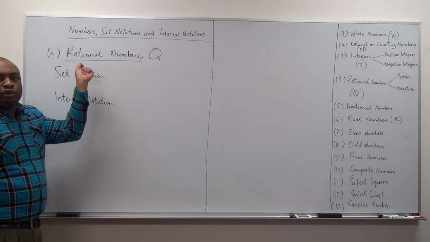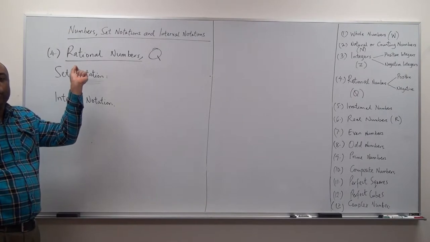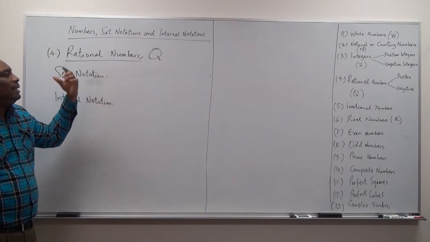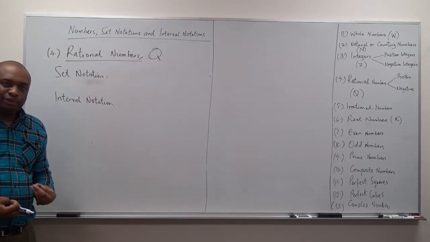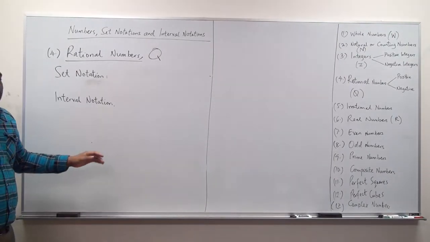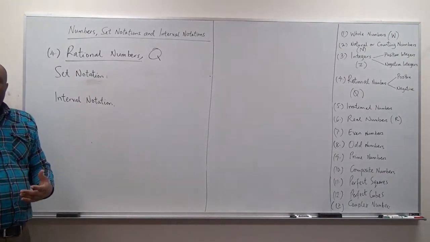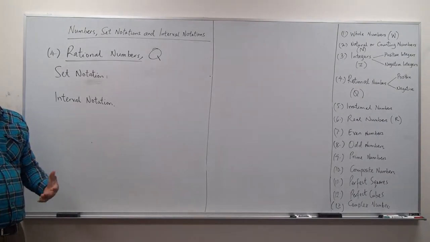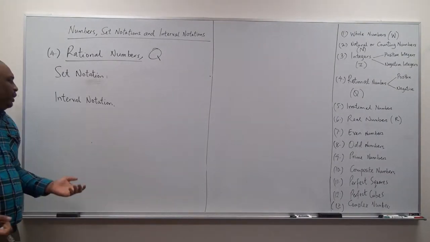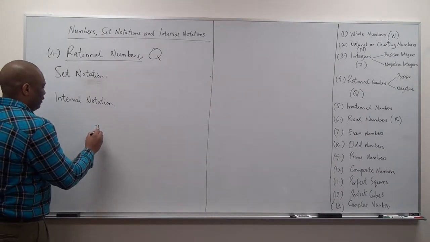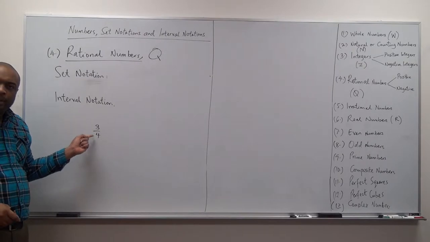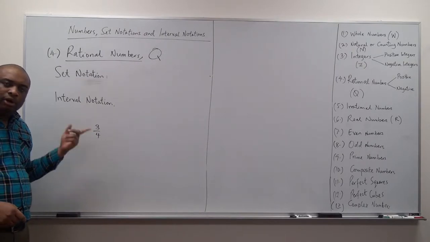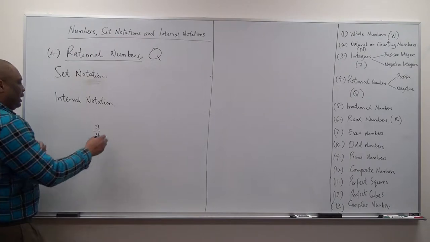Now, ratio, rational. Rational numbers are numbers that can be expressed as a ratio. Let's take, for instance, fractions, which you are familiar with. Fractions are all ratios. When you have something like 3 over 4, you can call this the ratio of 3 to 4, or 3 is to 4.